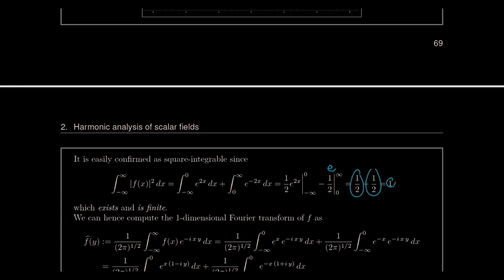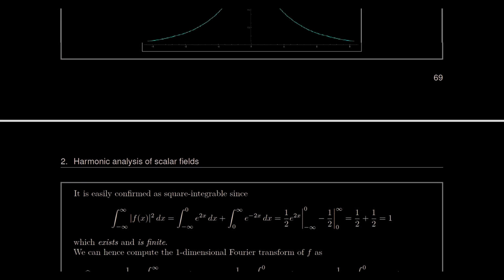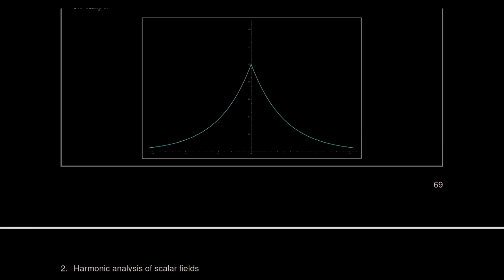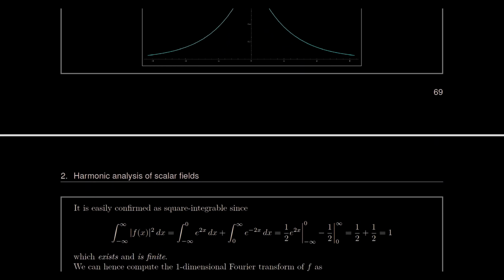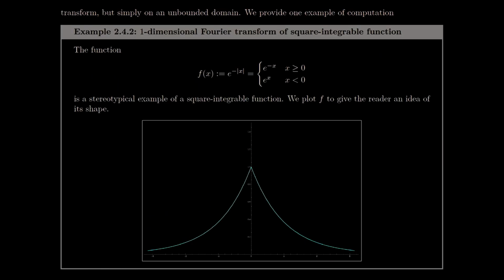There should be an e to the negative 2x in this term right there. That's a bit of a typo. But we end up with 1/2 plus 1/2, so we get a total of 1. If I were to square this function and calculate the area underneath it for the whole line, you get a total of 1. So that exists, and that's finite. So this is definitely a square integrable function.